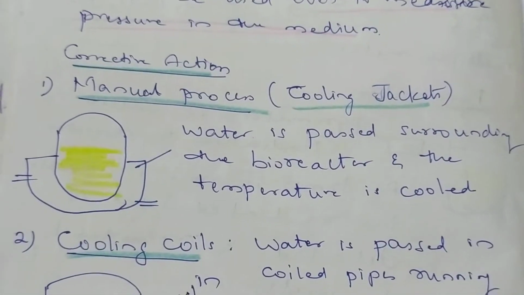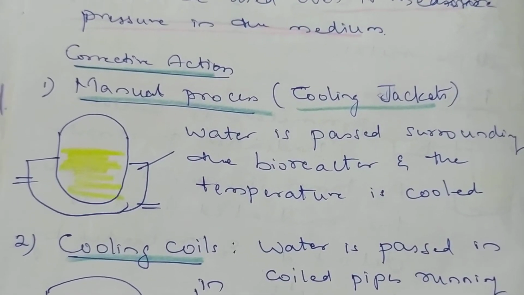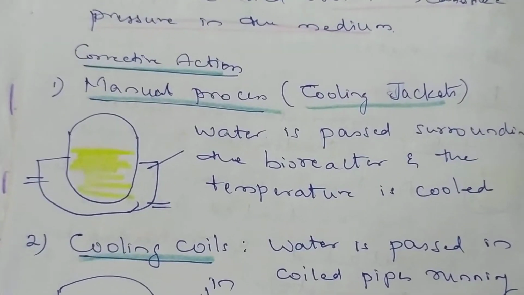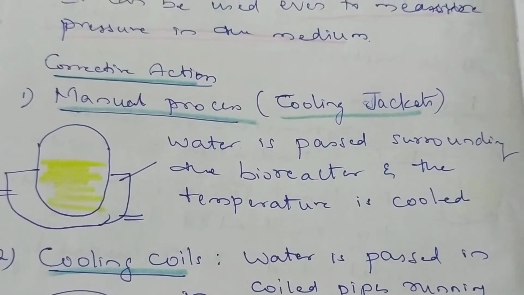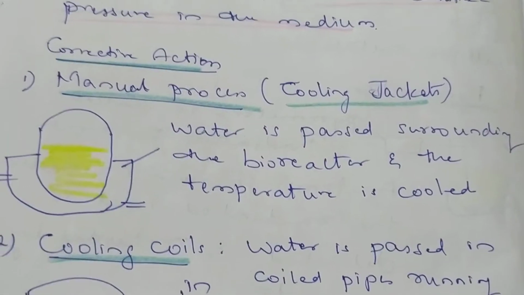To add on, what is the corrective action taken? Once we understand that the temperature has increased, we have to regulate it. We have to bring in a regulation process. It can be done by a manual process. Earlier, only manual processes were done.